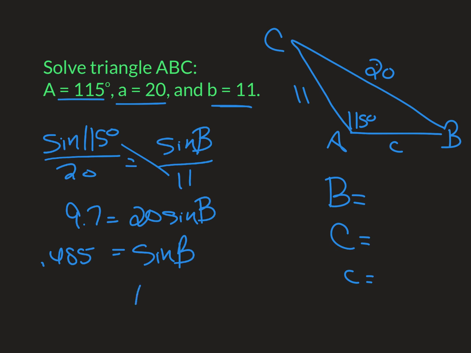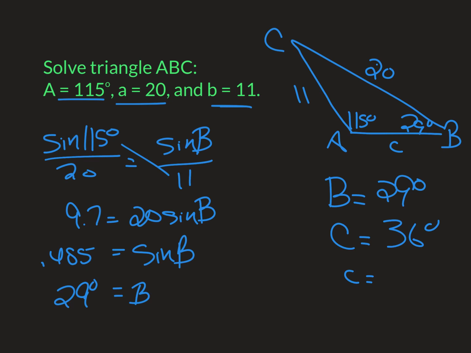Now, because I don't know the angle, anytime you're looking for the angle, you have to do inverse sine. On your calculator, that's second sine. Anytime you don't know the angle, it's second sine or inverse sine of 0.485. Hit enter. And I'm rounding this, 29 degrees is my big B. Now, the great thing about finding that angle is that I can find angle C just by subtracting the other two from 180. So I'm going 180 minus 29 minus 115, and I'm getting 36. So big C is 36 degrees.